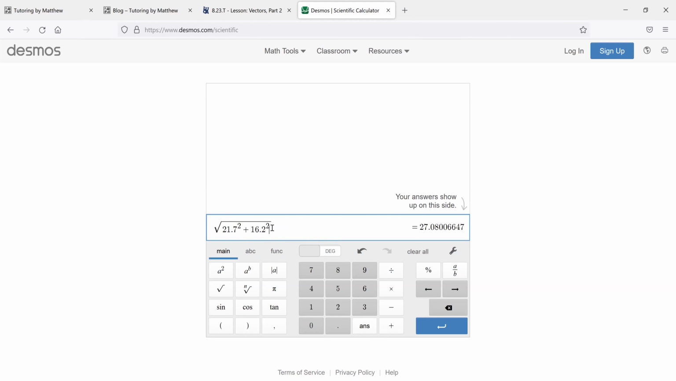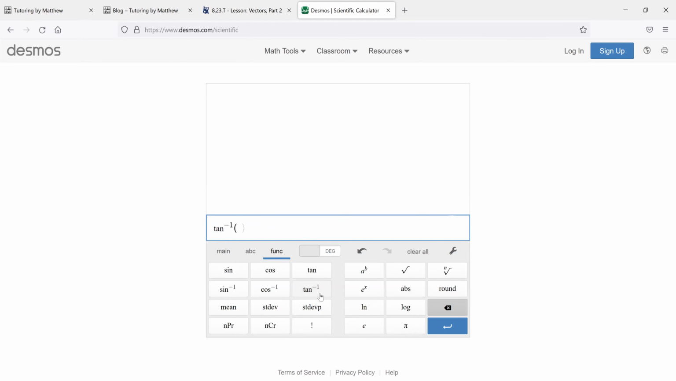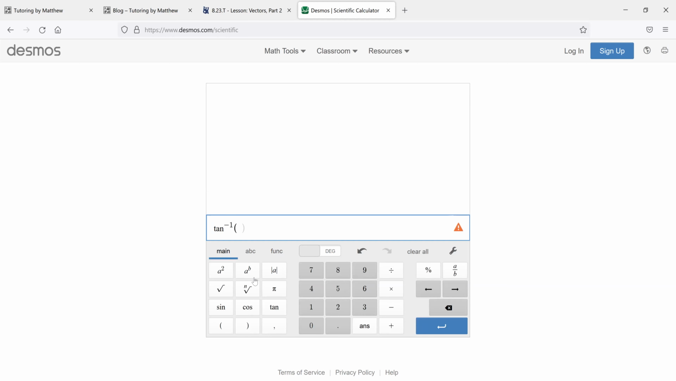Okay, all right. So now for the next part, we need to find the angle. So similarly, we've got the tan inverse. You would just type in your numbers. You would say, okay, it's 21.7 divided by 16.2. And you let the calculator do all the work. You don't do any of it. All right. Okay.